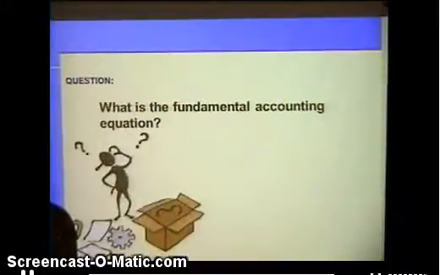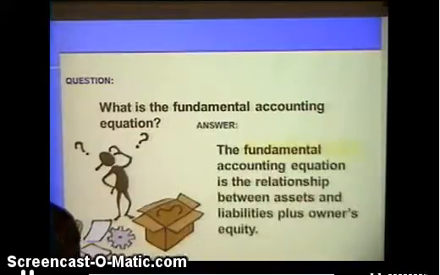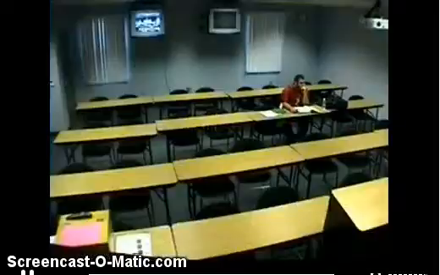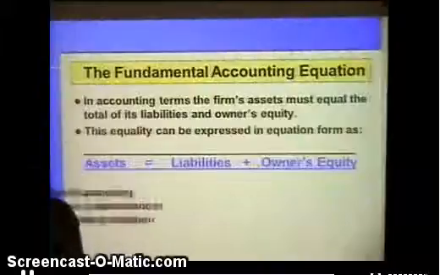The accounting equation is what? What is it? No, I don't want that. I want to know what's the equation. Assets equals liabilities plus owner's equity. Yes, that's assets equals liabilities plus owner's equity.